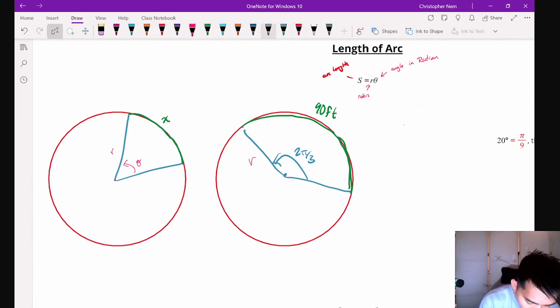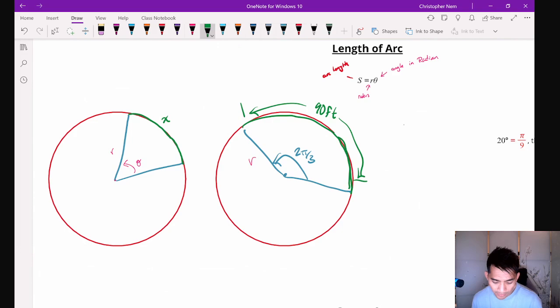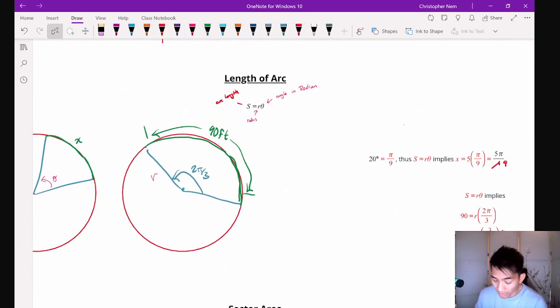And just so you guys are aware, 90 feet is the distance from here to here. It's distance, not angle. Alright? So in this case right here, we have to solve backwards. Now, thankfully, the angle I've given you is already in radians, so we do not need to do the conversion.